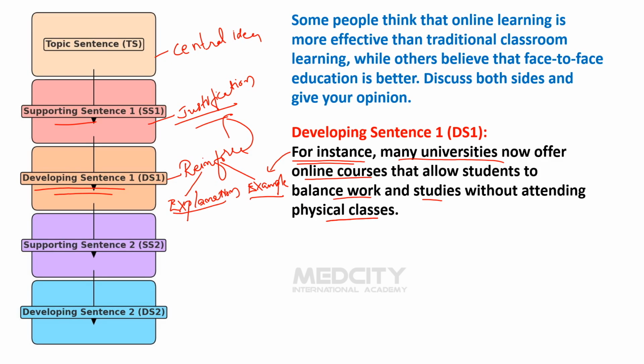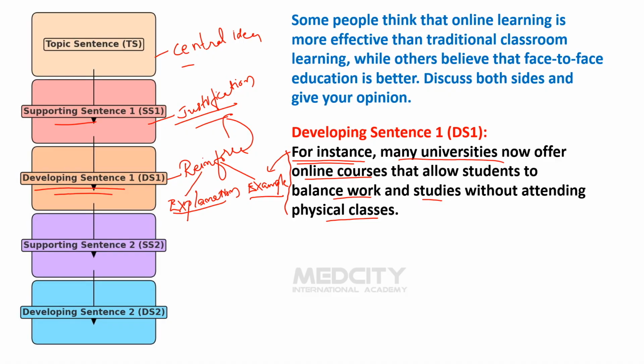So in the previous sentence, the supporting sentence, we said the advantages or the positive aspects of online classes. It's flexible and convenient. And then in the developing sentence, you expanded or justified that idea by saying that they can have schedules and timing as per their convenience. And now you're providing an example to strengthen that idea. So this is how it goes.